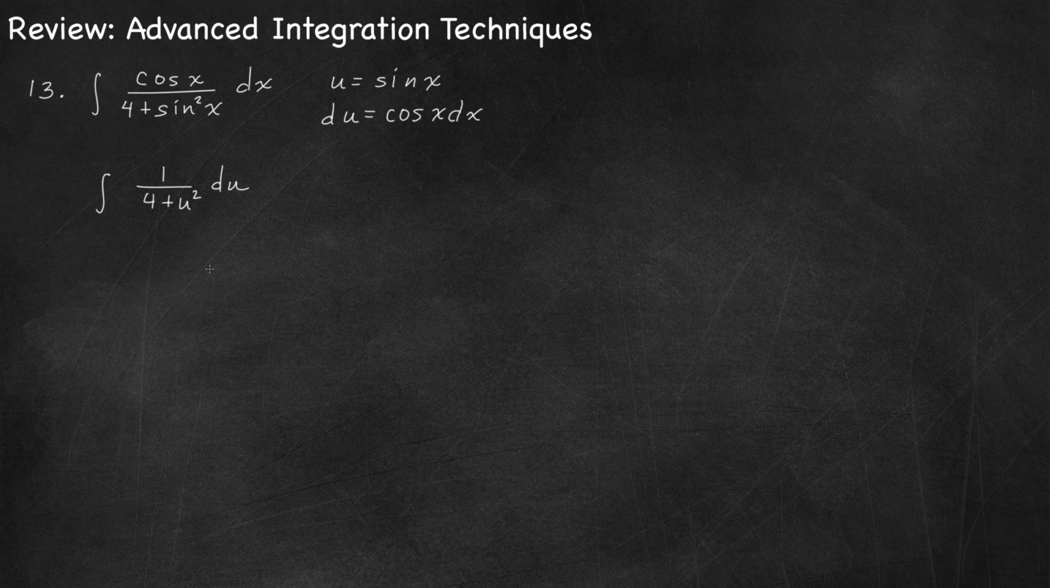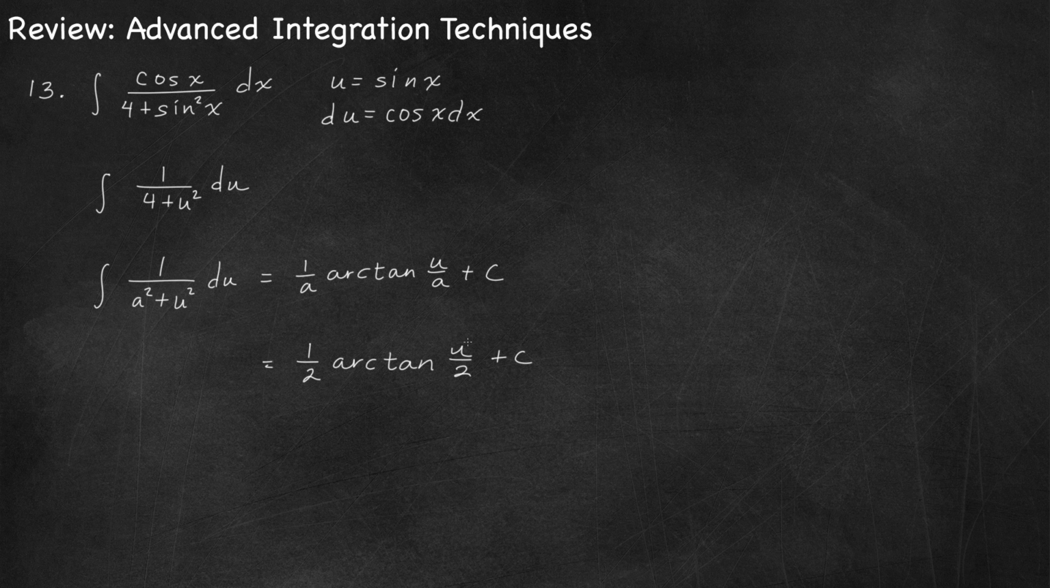Now you could, but don't immediately think trig substitution. We could do a trig substitution, but it would be more work than is necessary if you recognize that this is 1 over a squared plus u squared du, which integrates to 1 over a arctan u over a plus c. Our a is 2 and our u is u. So this is going to be 1/2 arctan u over 2 plus c.